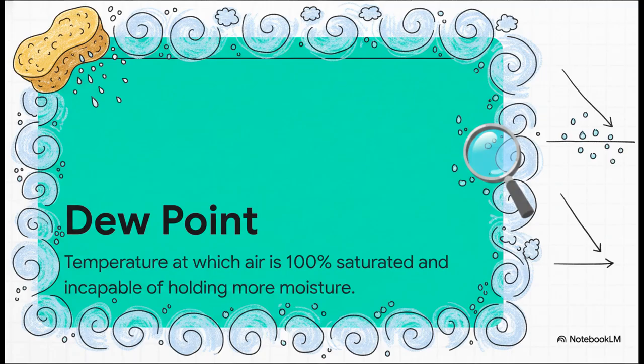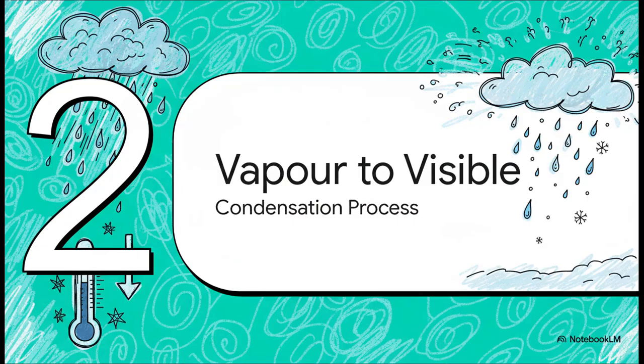As that air cools down and its capacity to hold moisture shrinks, it eventually hits 100% saturation. At this exact specific temperature, the air simply cannot hold even one more drop of invisible water. The sponge is totally 100% full. When we hit the dew point, that's the magic moment where the invisible gets ready to become visible. Section 2. From vapor to visible.